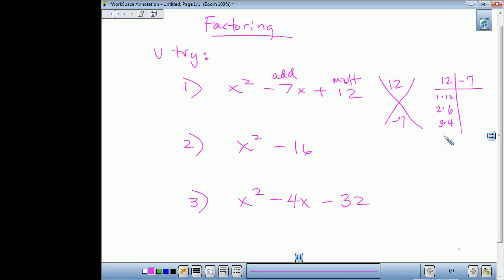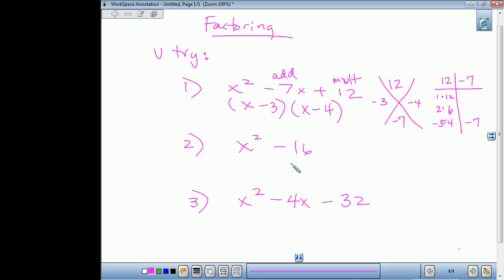Now, either all these are positive or all these are negative. And the one that works is negative 3 times negative 4, because it multiplies to give us 12 and it adds to give us negative 7. So that's how we're going to break it up into negative 3 and negative 4. So it becomes x minus 3 times x minus 4.